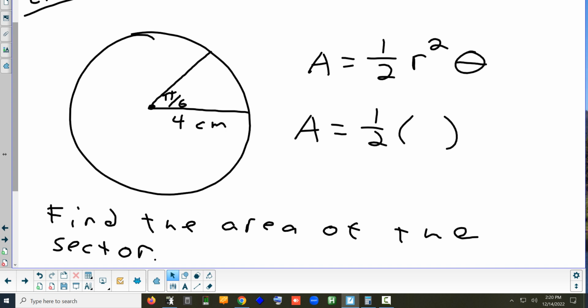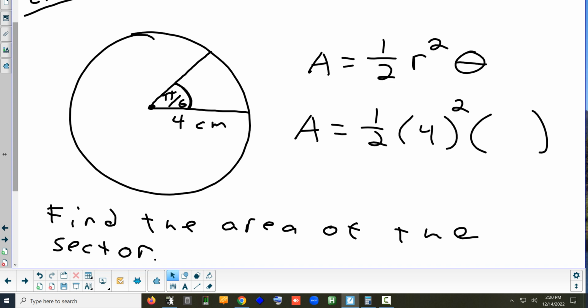Jenna, what's my radius this time? Pi over 6. So pi over 6 is inside the picture, so that would mean that that's an angle. The 4 centimeters, that's fine. We never have to convert if something's in centimeters. Centimeters, inches, that's a length. The length can be anything we want. So radius is 4.